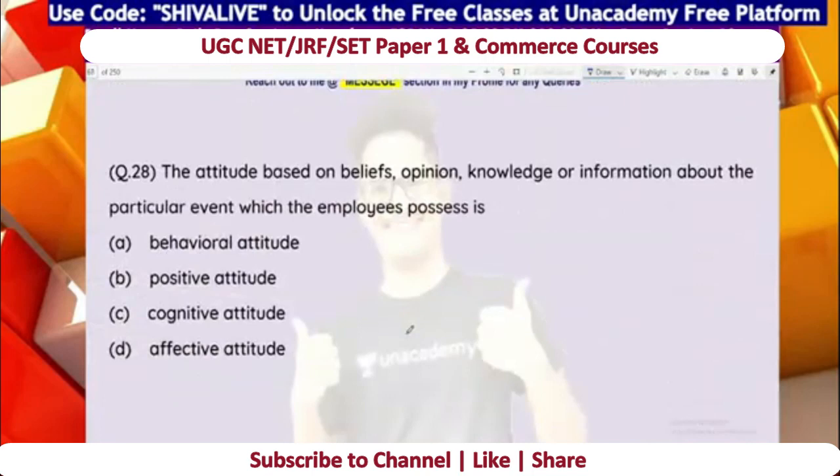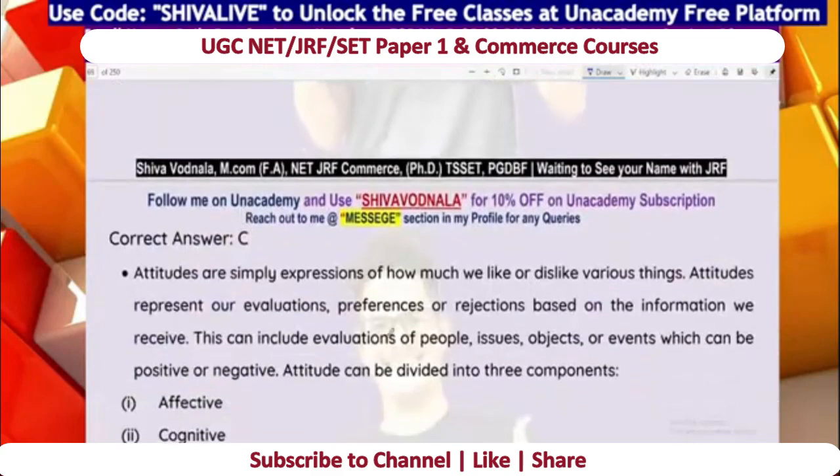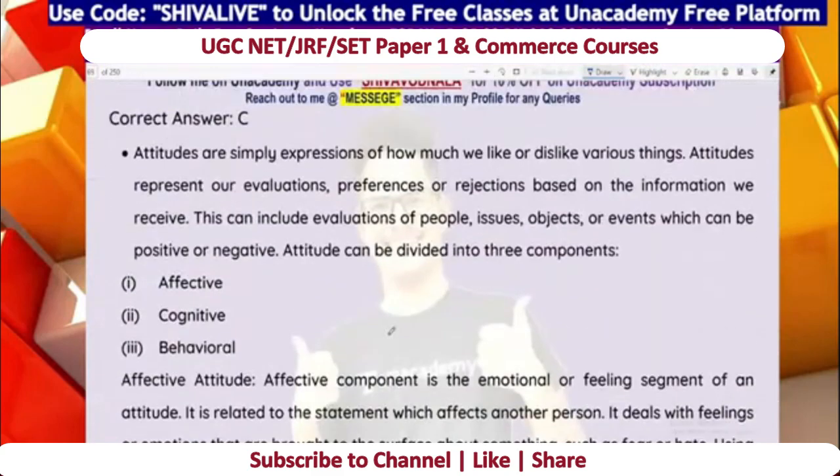The attitude based on the beliefs, opinions and knowledge and information about a particular event which the employees possess. Option number C. Okay, so option number C is the given answer, guys. Attitudes are simply the expression of how much we like or dislike various things. That is what attitude towards something is. Whether we are liking or disliking is the main factor in attitude.